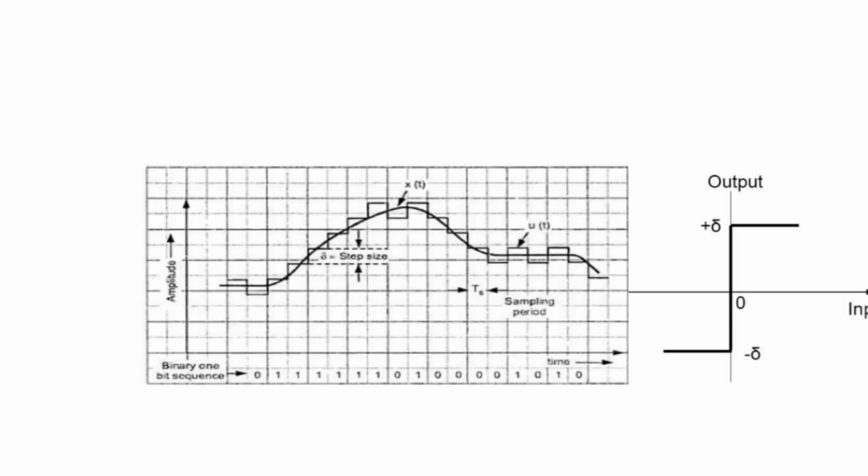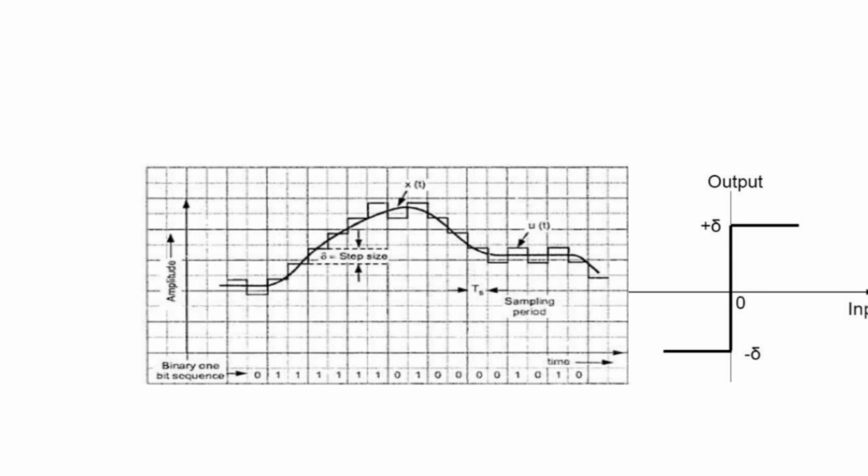How is that achieved? See the waveform diagram. The signal is going up, and the staircase is gradually increasing and decreasing. Whenever the staircase is going up, that is represented by 1, and whenever it's going down, it's represented by 0. That is the step size. So going up is represented as plus delta, and going down is represented as minus delta. So plus delta is 1, minus delta is 0.